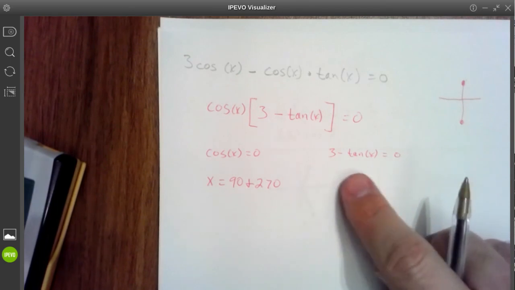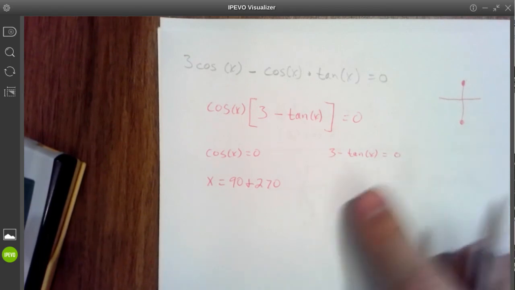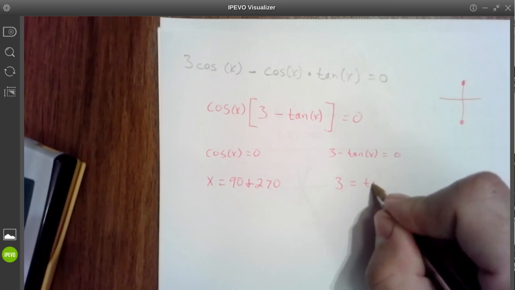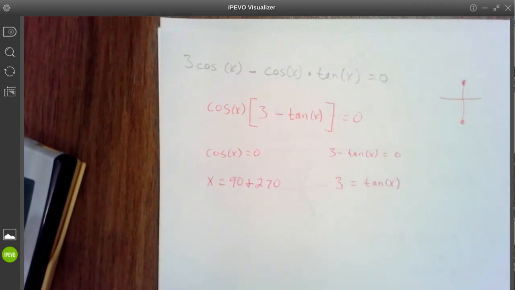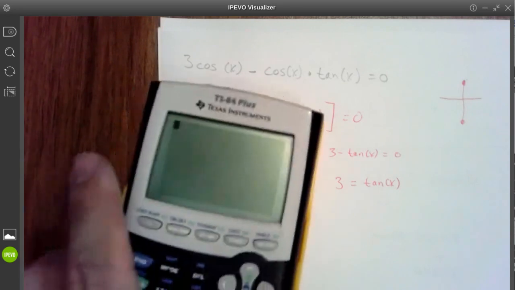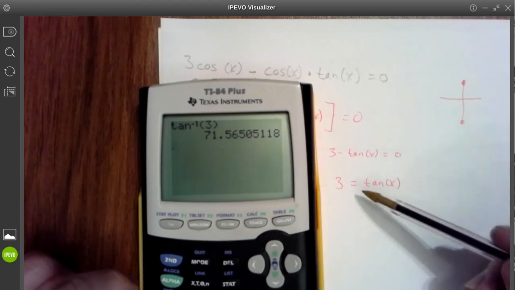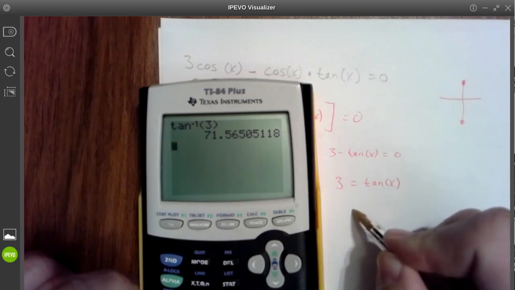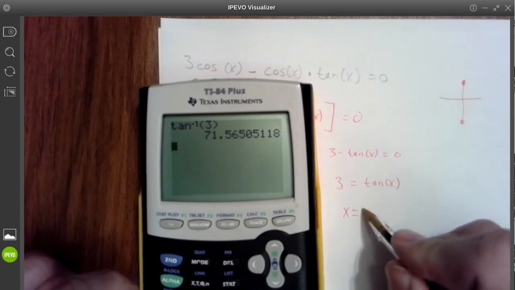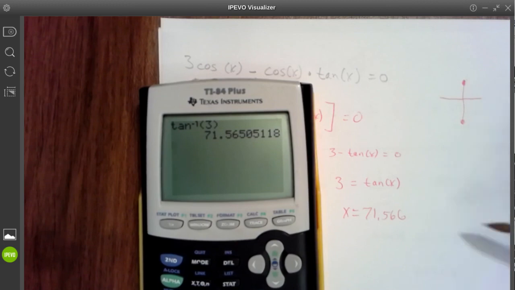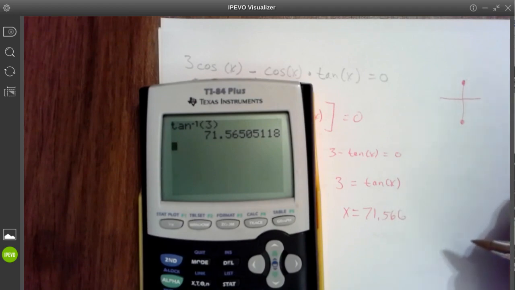For this one, I would need to subtract 3. Actually, you know what? I'm just going to add tangent of x to both sides. That'll be 3 equals tan of x. Okay. And we can solve this one just by using our inverse trig button. So inverse tangent of 3. Okay, that's going to give me x equals 71.566. All right, and then you would plus or minus 180 to this. So I guess I would need to also add 180 to find my other answer.